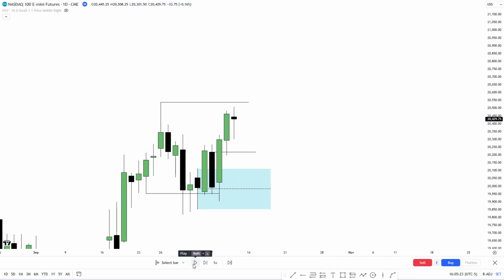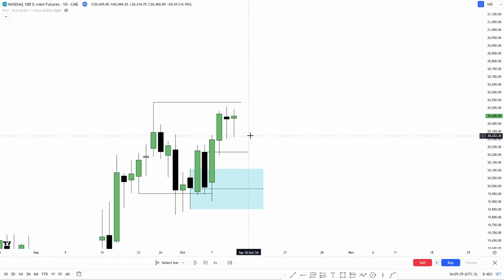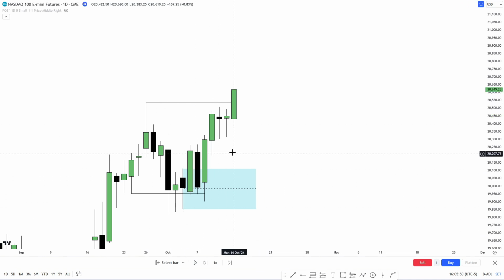So now going into the next day, which is a Friday, I don't expect us to take out previous day's high or low. I expect us to be range bound. Let's see if we get that. And as you guys can see, we failed to take the high or low. So now going into the next week on Monday, I would really like to see us take out this high here. So let's see if we get that. And we get that right there.